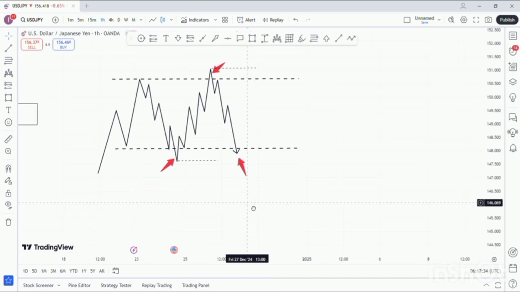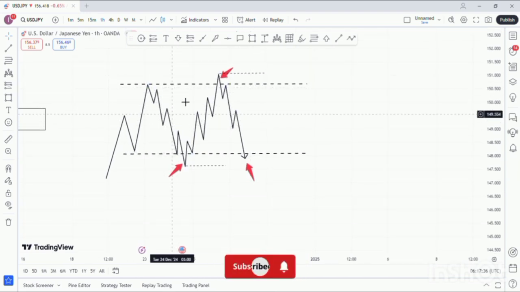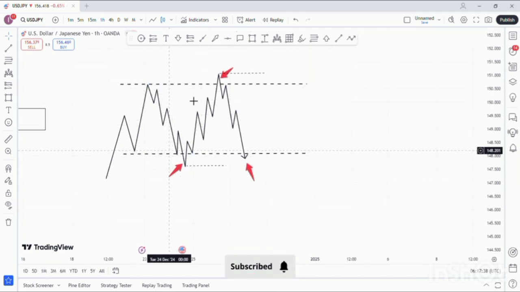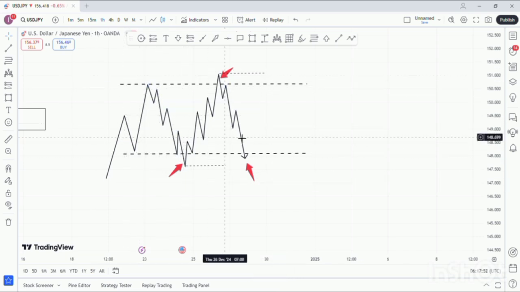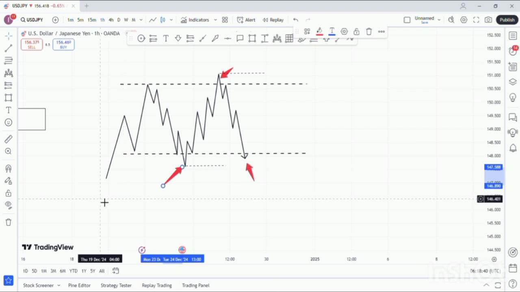So how do you avoid fake outs? As you can see on my chart, I have a ranging market. So I'm going to be using a ranging market for an example because it usually occurs very much on the ranging market. So right here we have price ranging in between this resistance level and this support level. First, identify the market structure. We have identified the market is ranging.